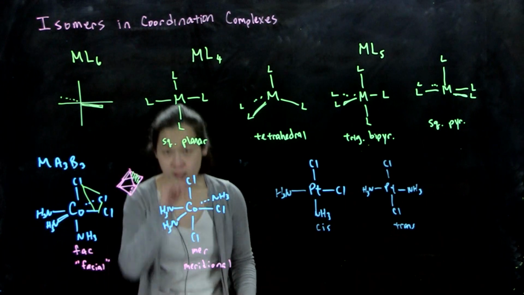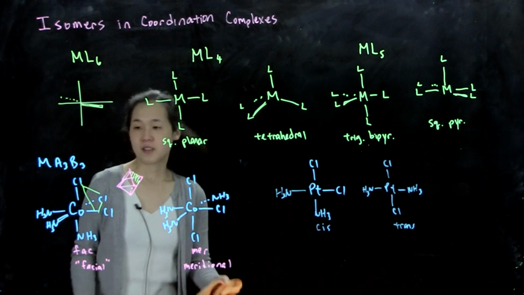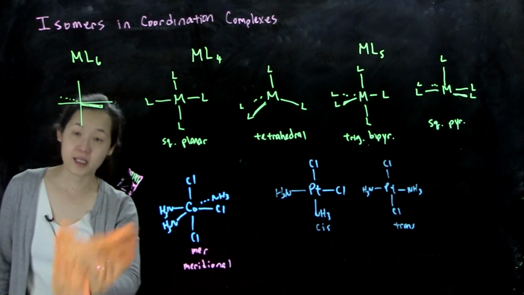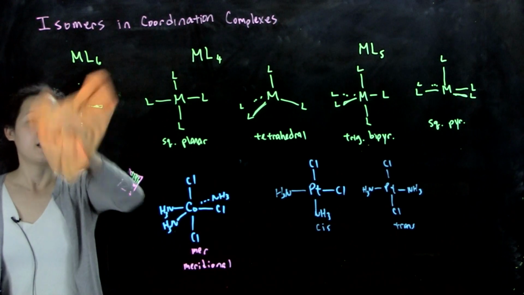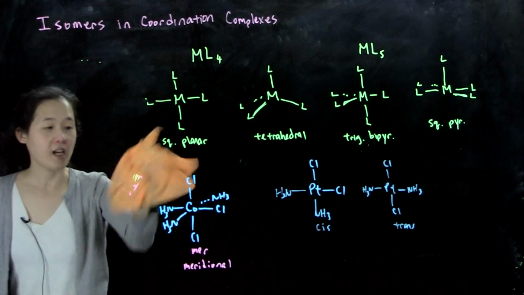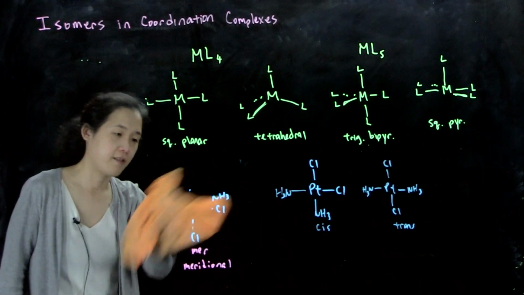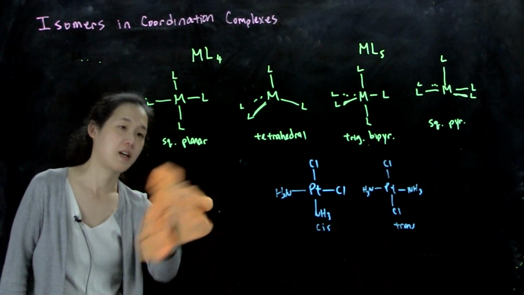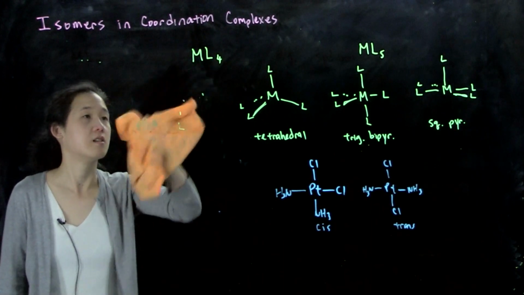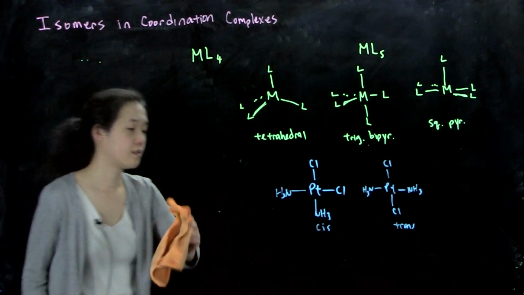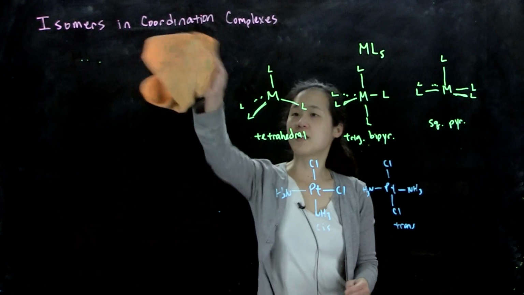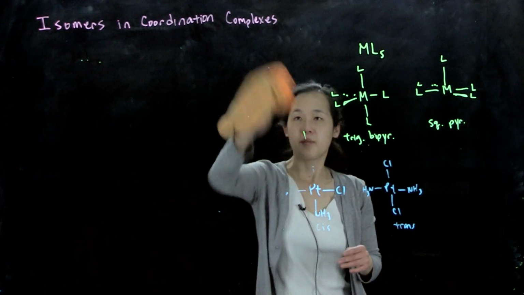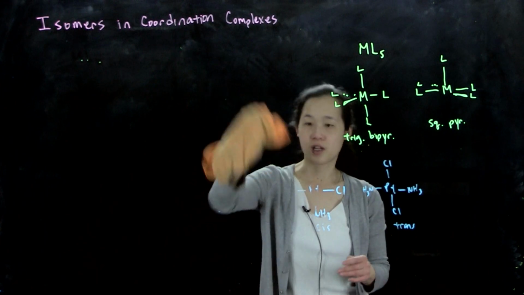OK, so in addition to these geometric isomers, let me quickly erase, just like in organic chemistry, we can also have stereoisomers. That means we could have optically active compounds. So coordination compounds can be chiral. I guess in some ways those isomers can be considered stereoisomers too. But let's talk about chiral coordination complexes.